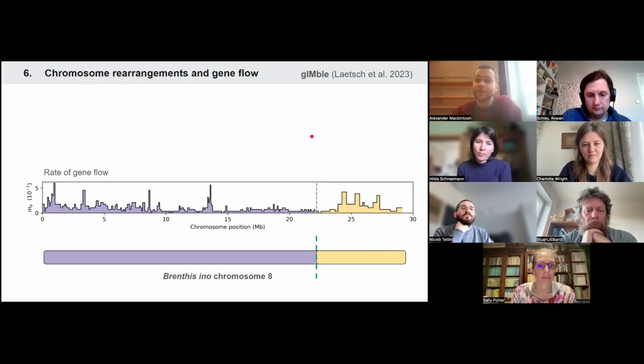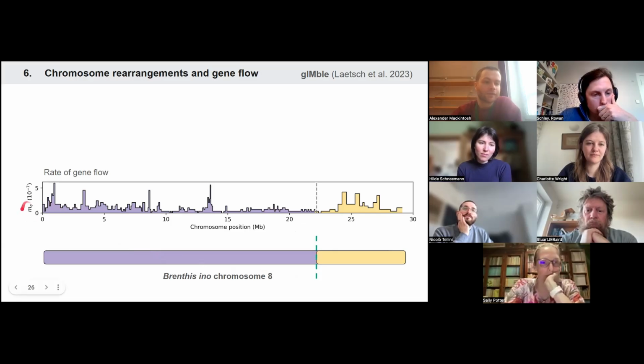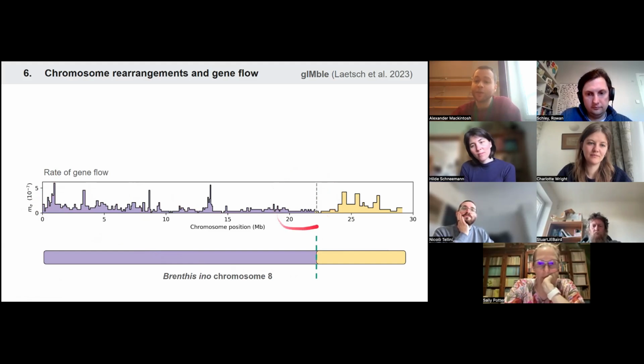Because this likelihood calculation is really efficient, we can extend this and go along the genome and fit this model and estimate the effective rate of migration. Here I'm showing an example for Brenthis ino chromosome 8. This chromosome is made up of 2 ancestral chromosomes that fused together at some time, and the fusion point is just here. If we look along this genome, we'll see that our estimates of effective migration rate vary, but surrounding this fusion point, we have a valley of very low gene flow. And this is what we would expect if rearrangements are perhaps selected against.